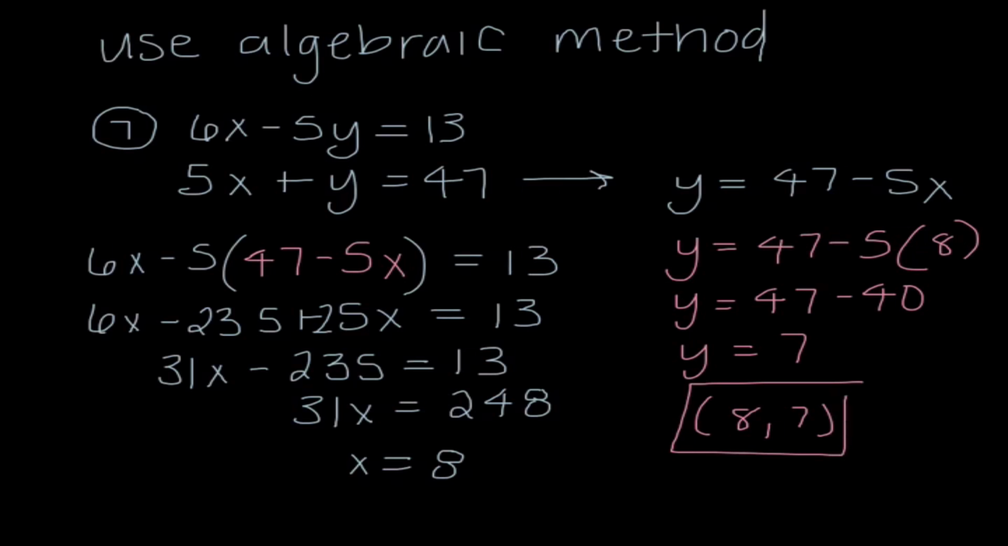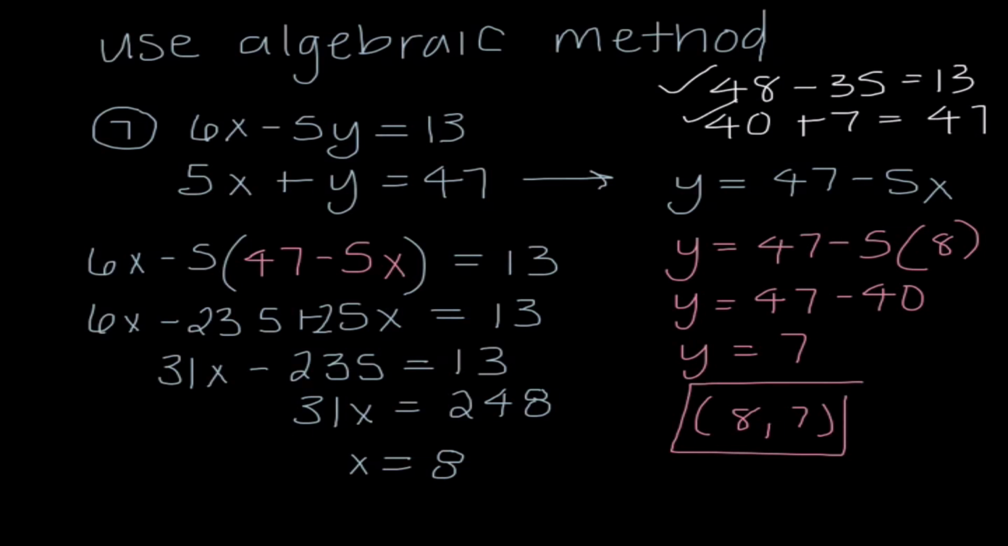Now, you also could have very easily used linear combination on this, and we would get the same answer. Let's just double check real quickly. When I substitute into the first one, I get 48 minus 35 is 13. That works. 40 plus 7 is 47. That also works.